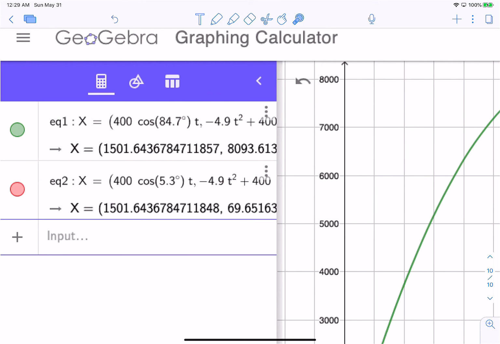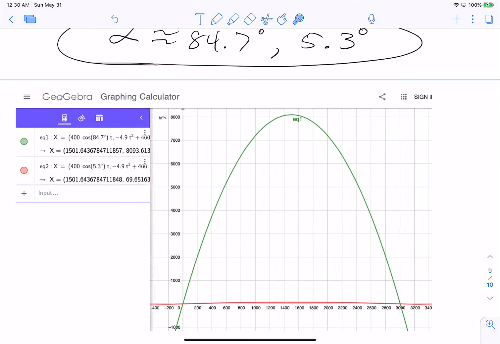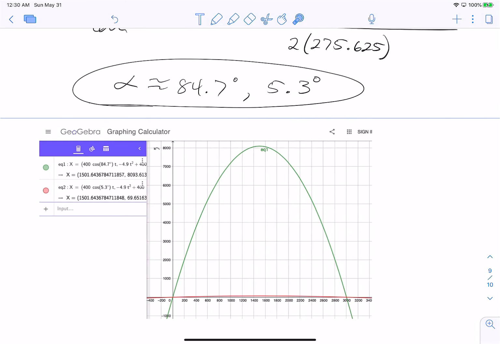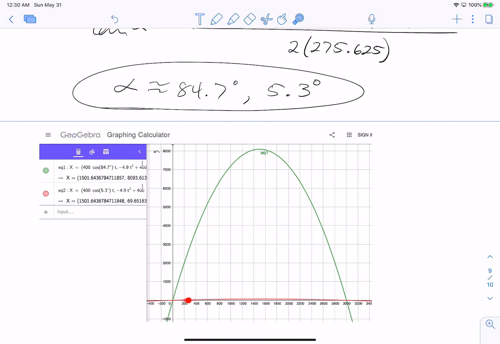And for the first curve, the green one, I've got the angle 84.7 degrees. And we can see that launched from the origin, we're going to hit a height of a little over 8,000 meters, and then we're going to crash down right here at 3,000 meters and have a successful target hunting, whatever it is that we're shooting at. For the red function, I have the 5.3 degree angle, and we can see that that's really low across the ground, but because of its initial velocity or whatever's going on, it's going to also hit the ground 3,000 meters away. So this is visual verification that what we just did worked.